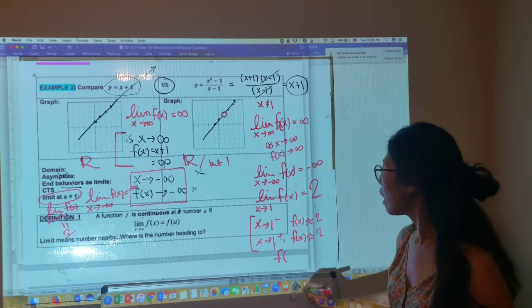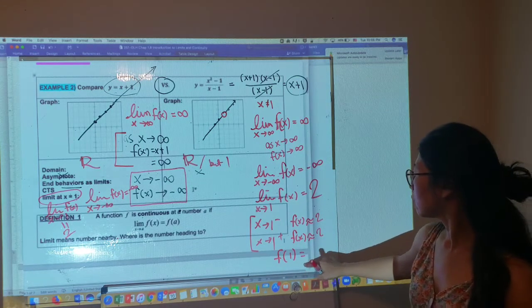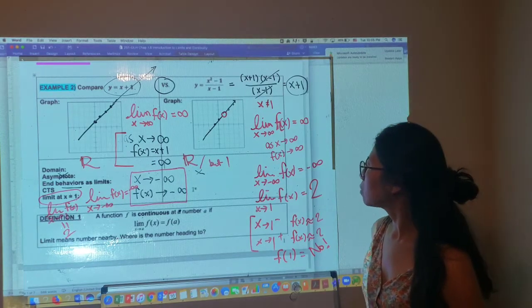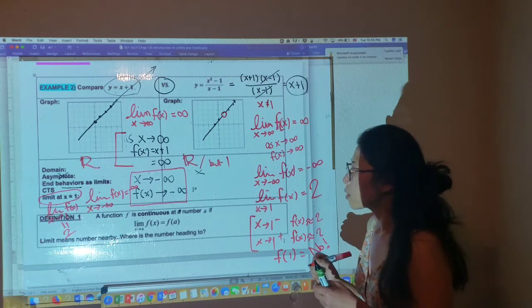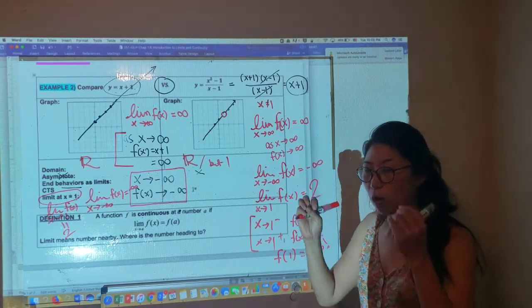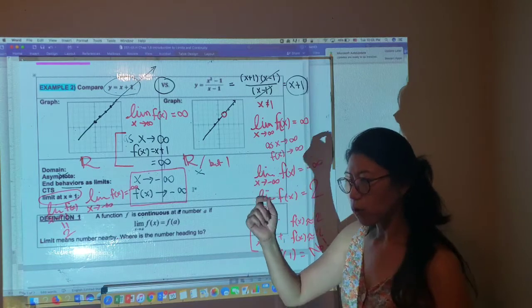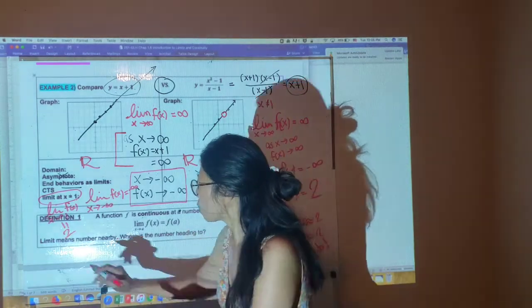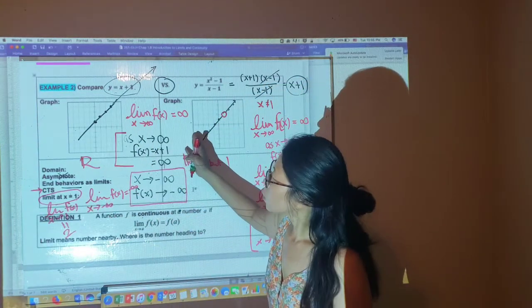However, do I have f of 1? No, we are not going to have that value because the domain says we cannot have 1 here. So just think about the limit concept. I'm just looking around that number. If it's 1, I'm looking at numbers a little bit less than 1 and a little bit bigger than 1, and where those numbers are going. I forgot to mention continuity here. So that's a big difference between these two functions.